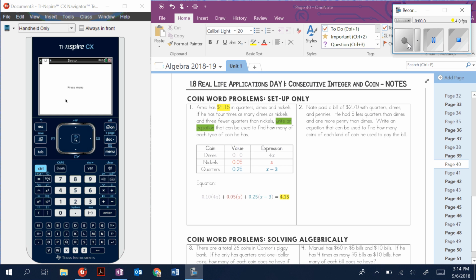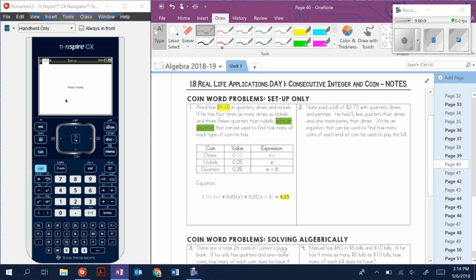You're watching the lesson video of 1.8 real life applications, and that should actually say day 2, because you already did the first day yesterday, or the last video, and day 2 is actually going to be 2 different types of word problems: consecutive integer and coin.